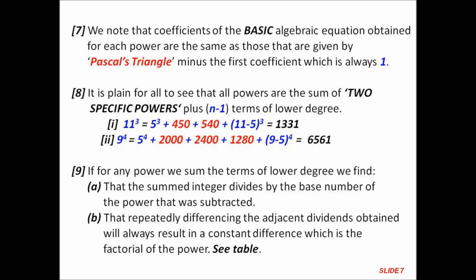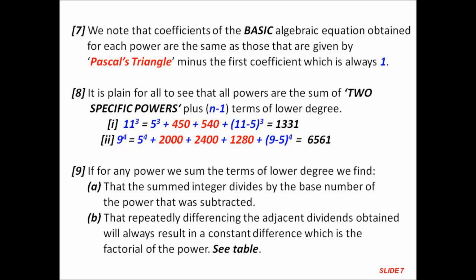7. We note that the coefficients of the basic algebraic equation obtained for each power are the same as those given by Pascal's triangle, minus the first coefficient, which is always 1. 8. It is plain for all to see that all powers are the sum of two specific powers plus n minus 1 terms of lower degree, as given by the two following examples.